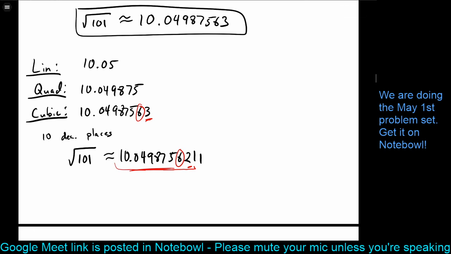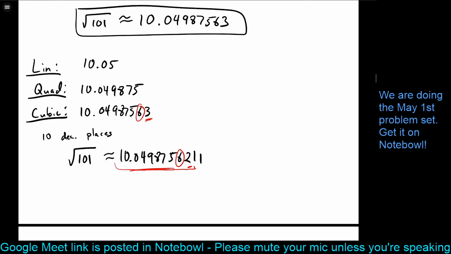So you can imagine if we took a, what is it called? A quartic approximation, a degree 4, this would get even better. So these kinds of approximations using Taylor series are really wonderful. Really love it.